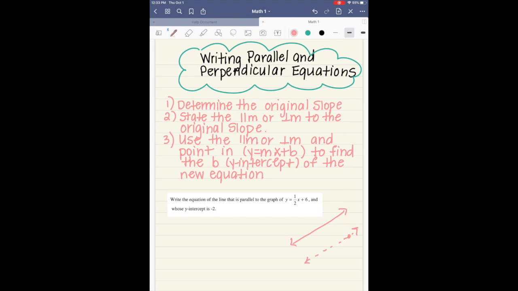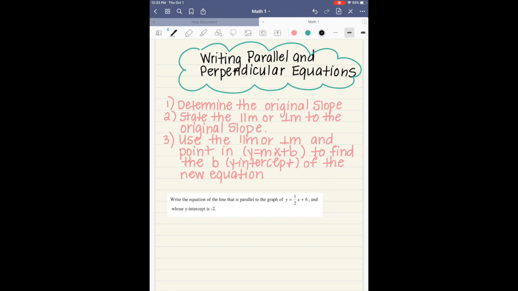And then step 3, you're going to use that parallel or perpendicular slope and the point that was given to find the missing value, which is the intercept value. Because we know the slope, we just need the y-intercept in order to write the new equation. So we're just going to jump right into the first problem.